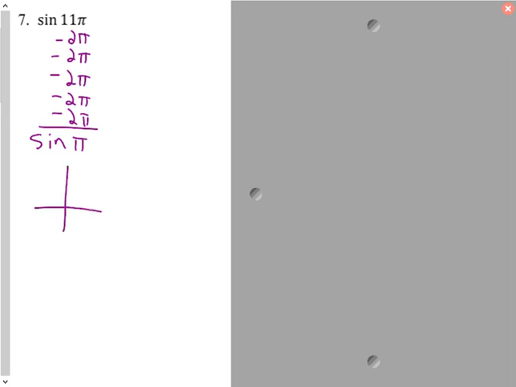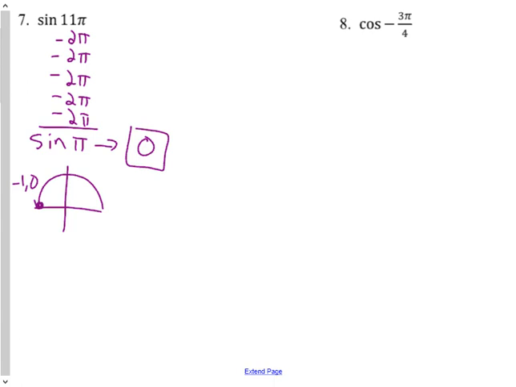Well, what's π? Right, it's like a 180-degree angle where my point is negative 1, 0. So what's the y value? The y value is 0. All that work for nothing.